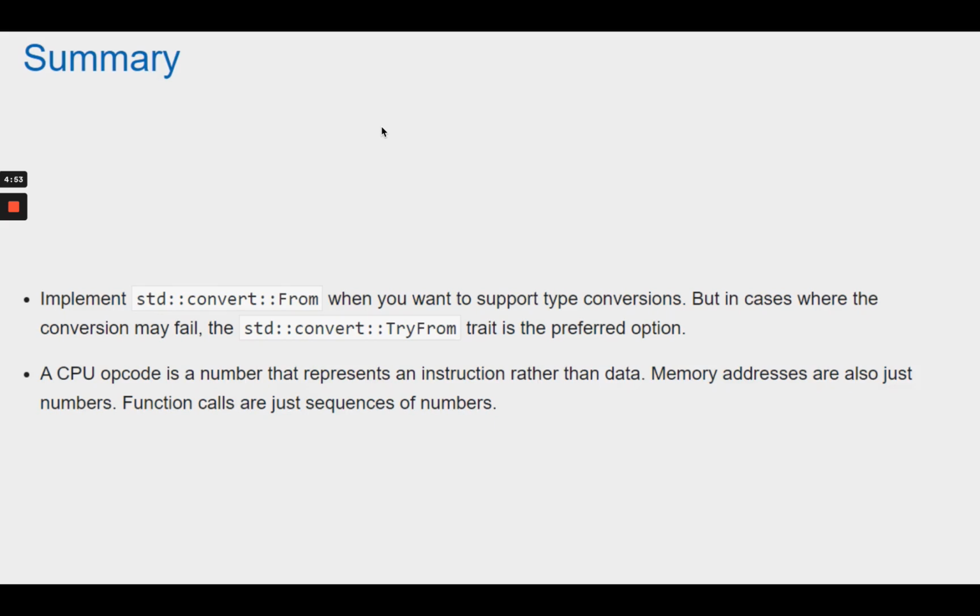A CPU opcode is a number that represents an instruction rather than data. Memory addresses are also just numbers. Function calls are just sequences of numbers.